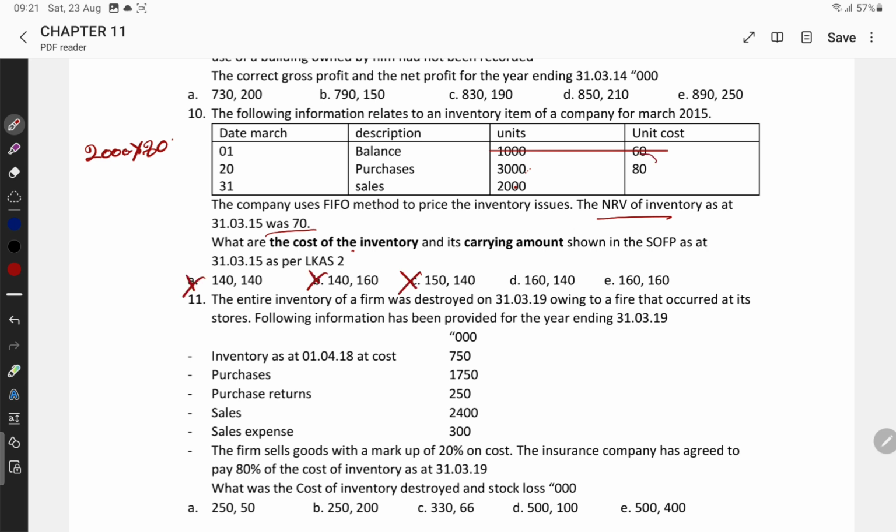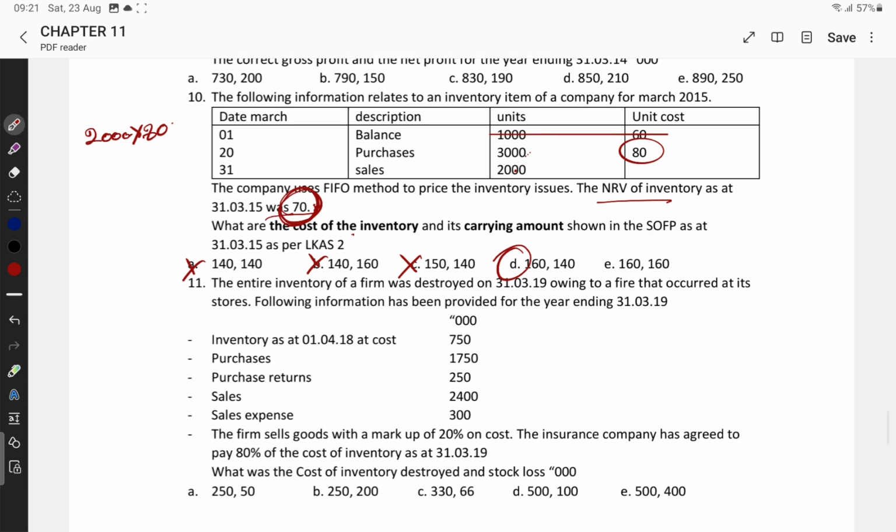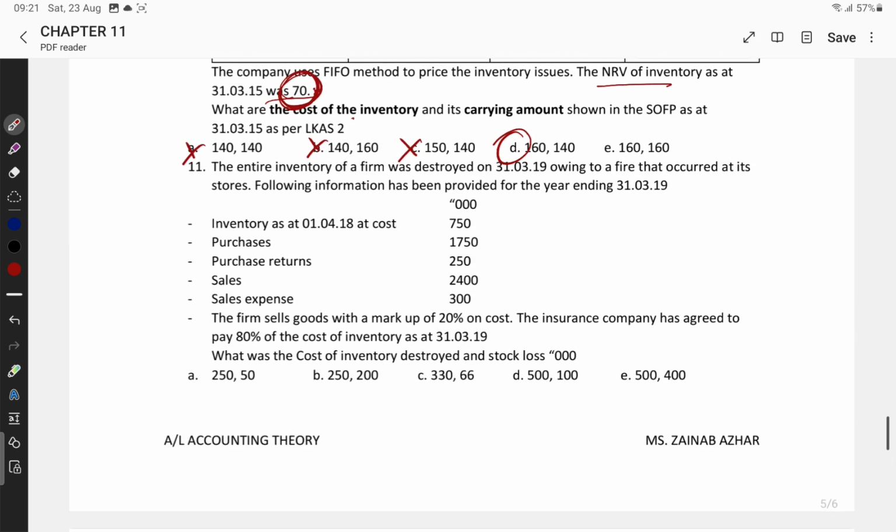Now cost per unit is 80, NRV is 70. I will select the NRV. So 70 into 2,000, your carrying amount of inventory is going to be 140. Okay, so carrying amount is talking about lower of cost or NRV. What is going to be shown?